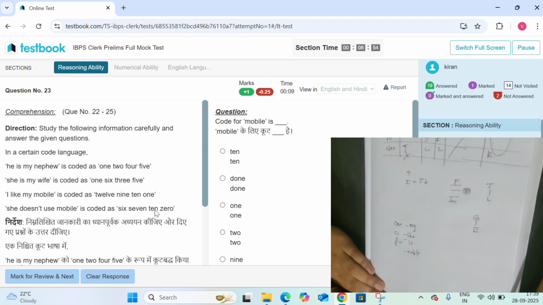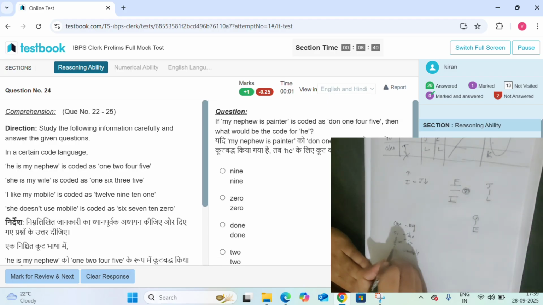6, 7, 10, 0. 10, 10. Okay. Other than 10, is there any common? 0, no. 7, no. 6, no. 10 is mobile. Okay.